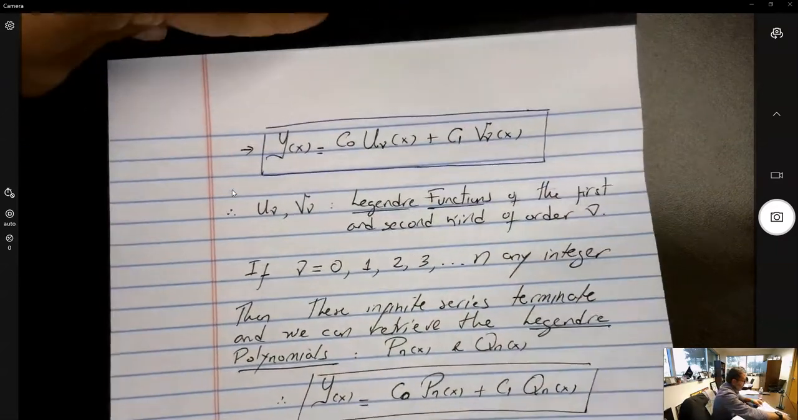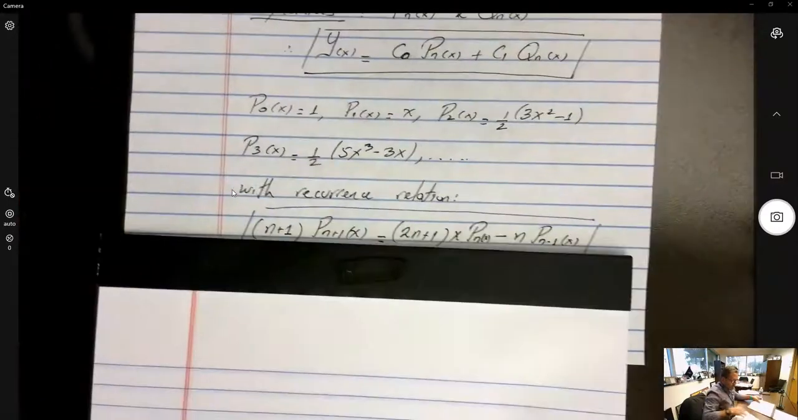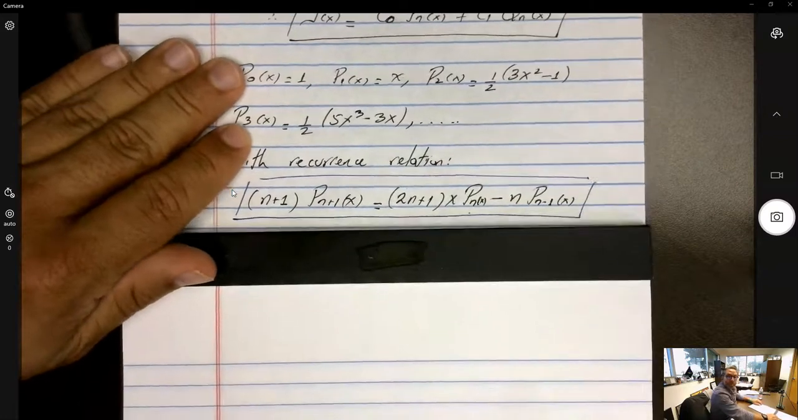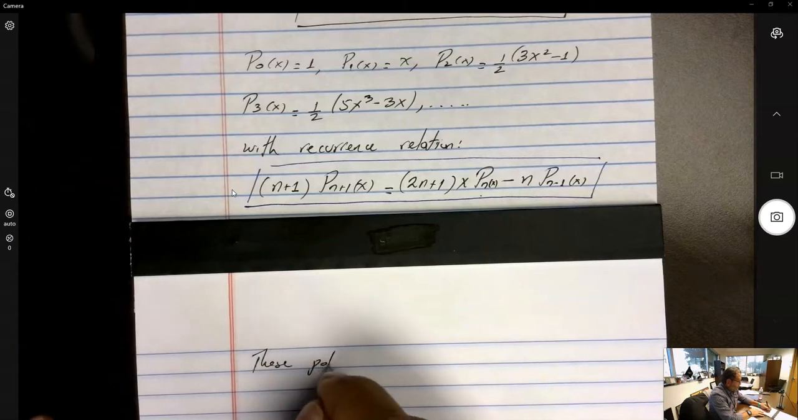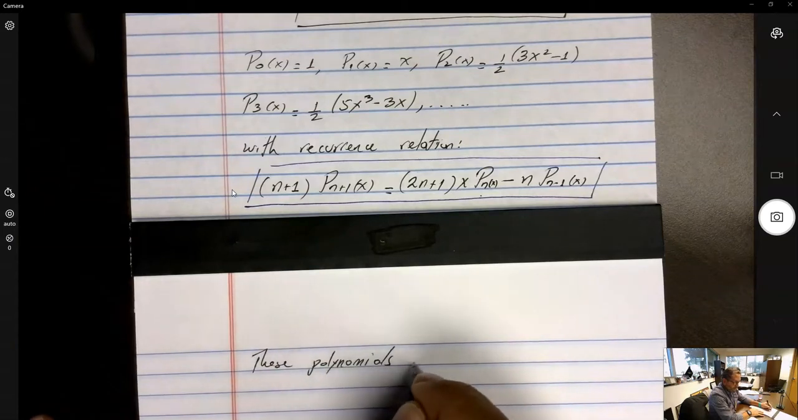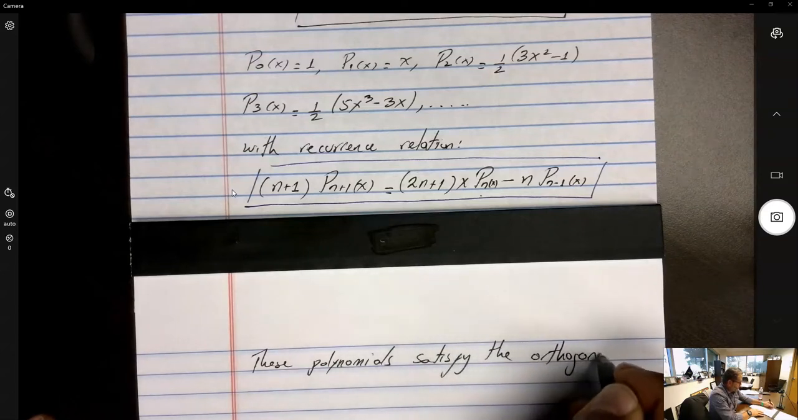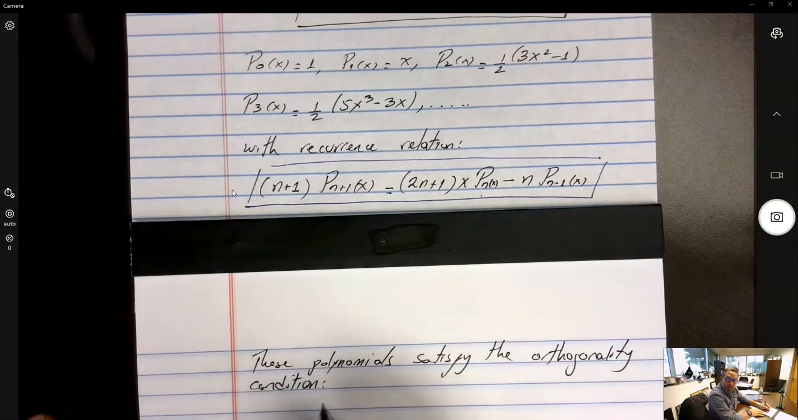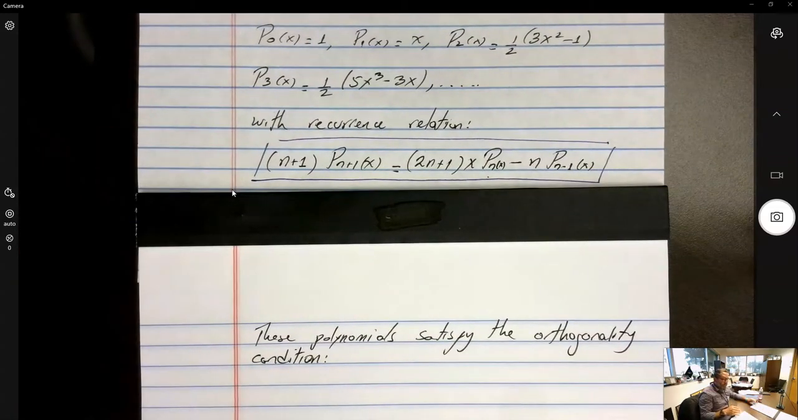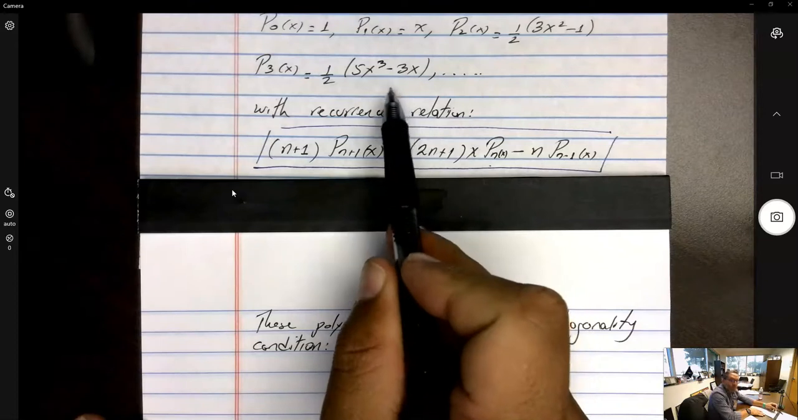Also, something very important is that these polynomials satisfy the orthogonality condition, which will be extremely important later on in the semester because we will make use of it to be able to find non-trivial solutions. And an orthogonality condition basically means that these polynomials are orthogonal to each other.